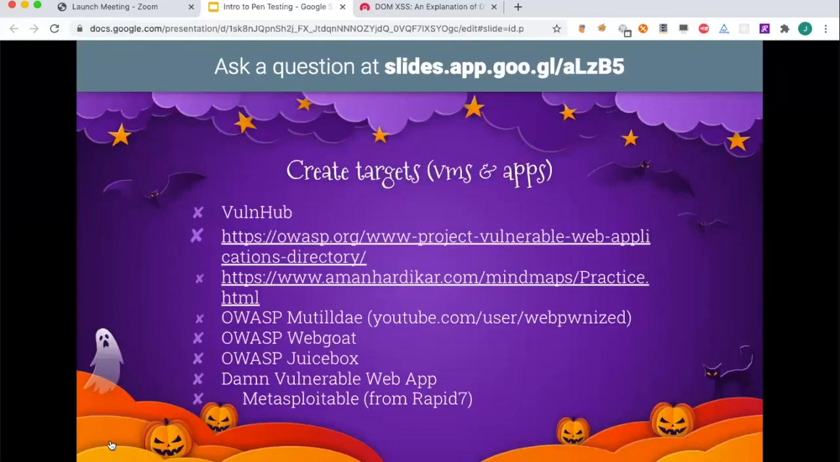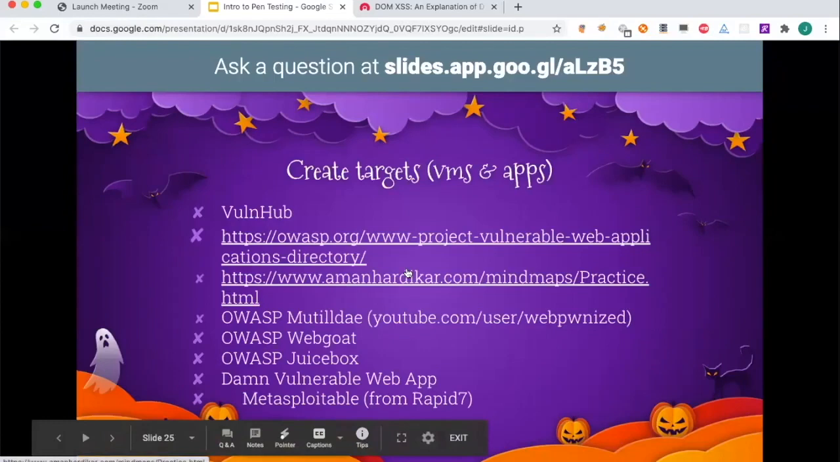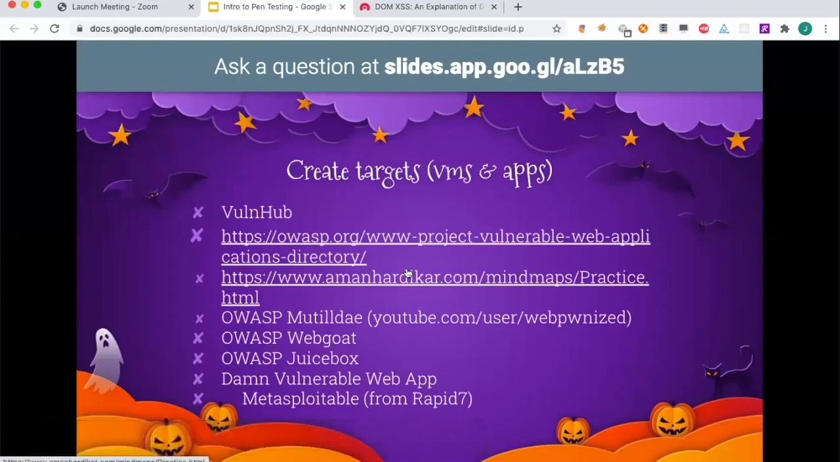When you're getting started with security, you don't just want to hack any site. There are tons of free resources that are purposely vulnerable applications and VMs. VulnHub is a great resource for these intentionally vulnerable VMs. Or, this OWASP project, I can put these links again in the chat or Meetup afterwards, but they have intentionally vulnerable web applications. They have a whole directory of them.